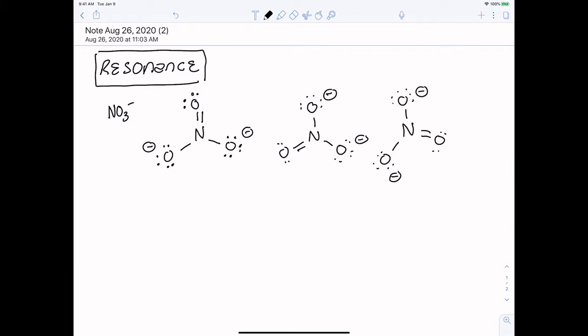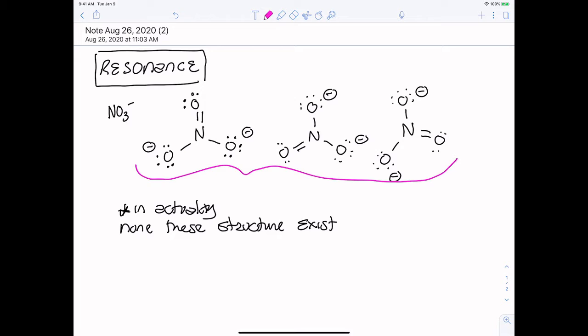What we're going to add here is the fact that none of these are actually right. In general chemistry, you probably would have learned that they're all correct. In actuality, none of them are correct. What exists is a hybrid between all of these. So in actuality, none of these structures exist. These are considered resonance structures. If I said draw all possible resonance structures for nitrate, there is actually one other, but these are 3 resonance structures.